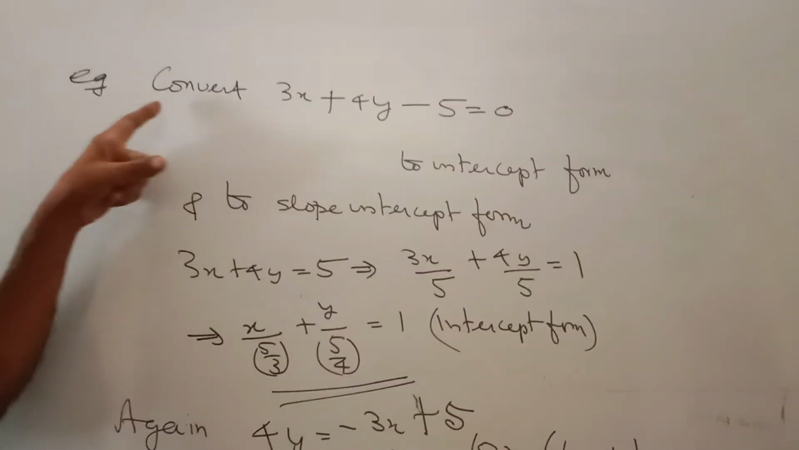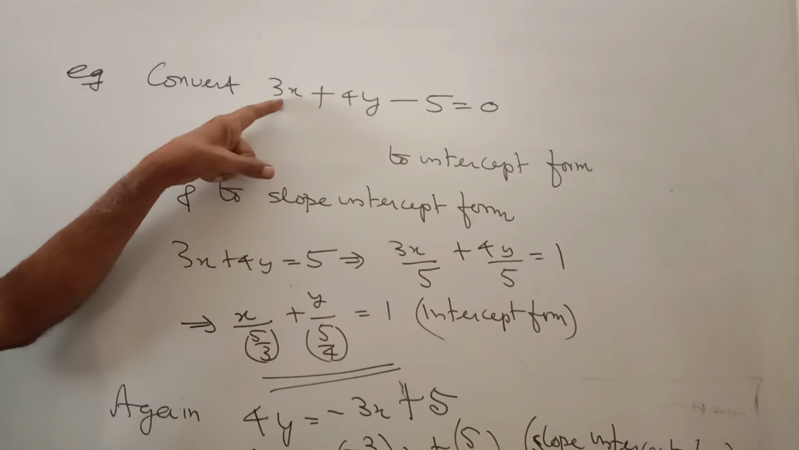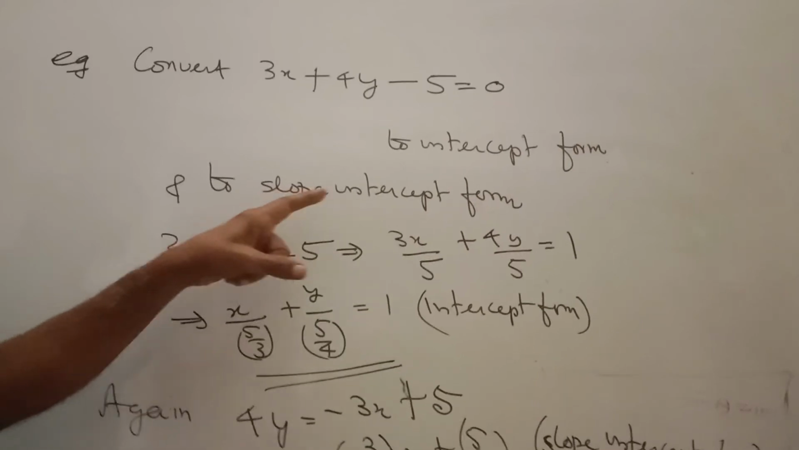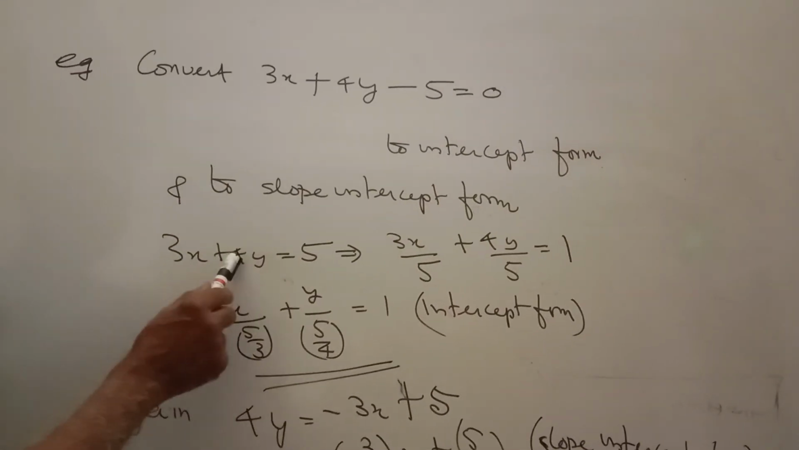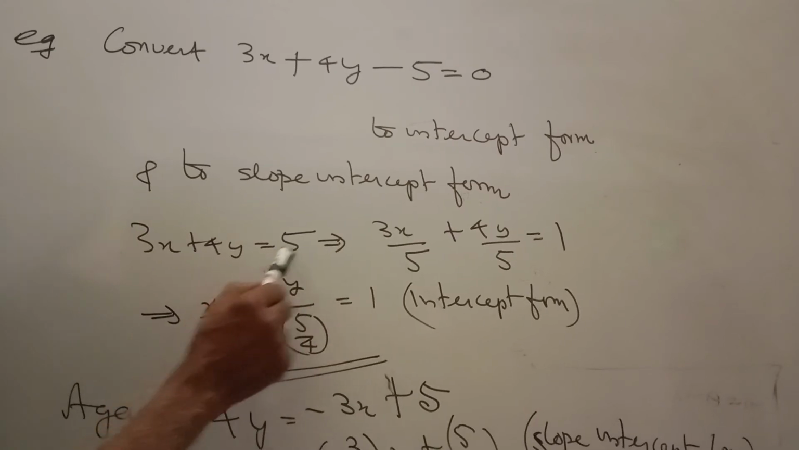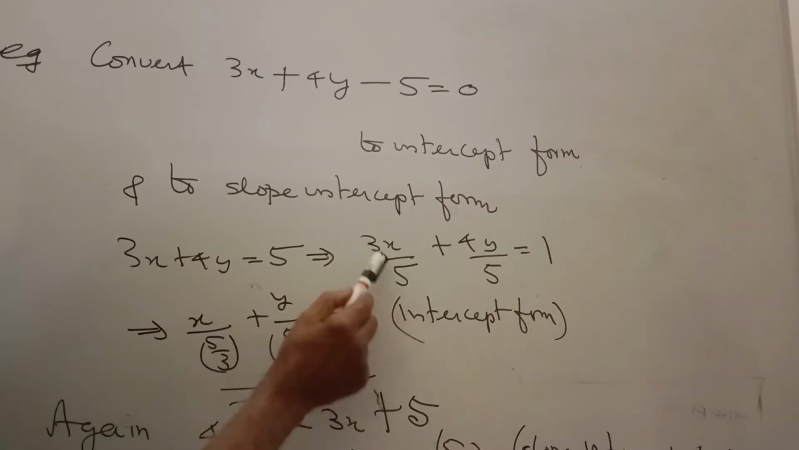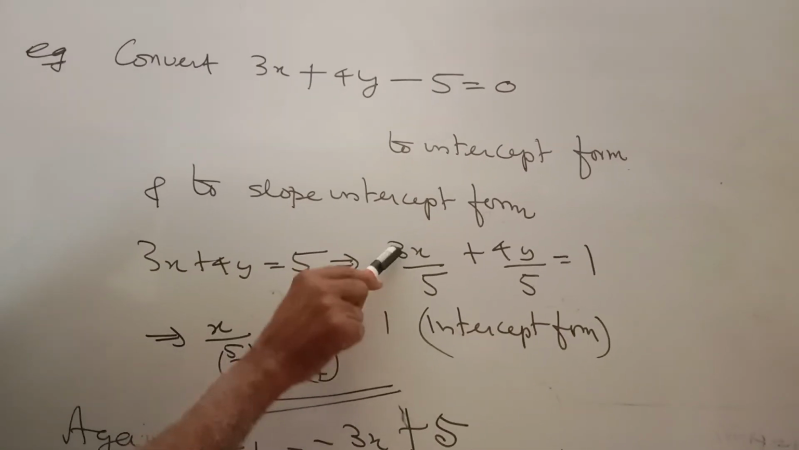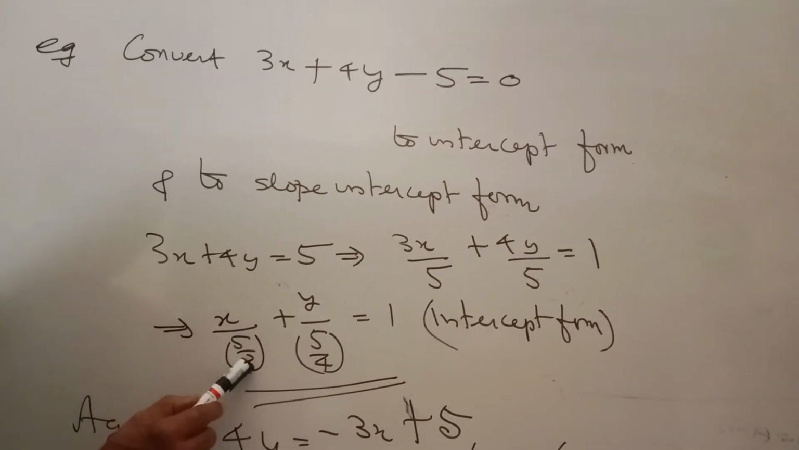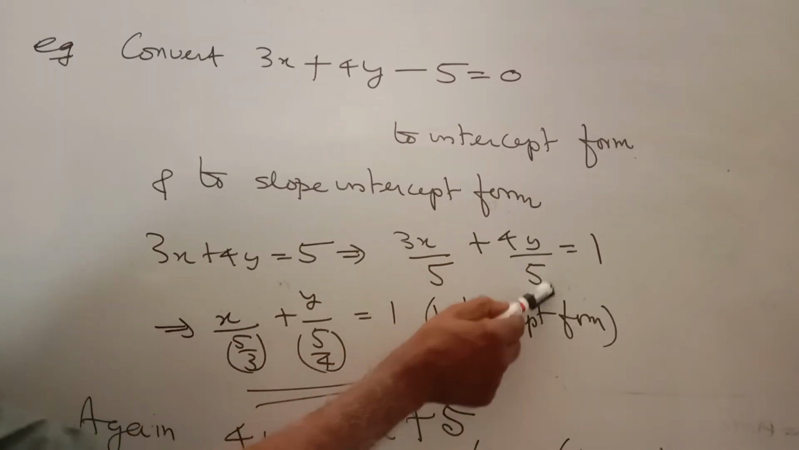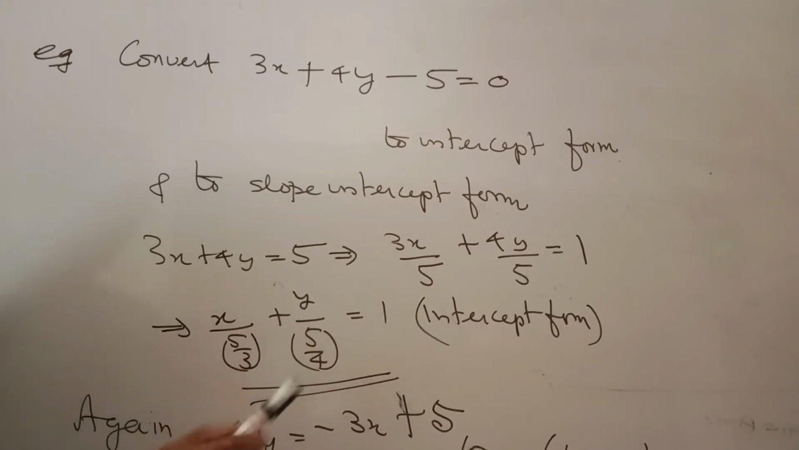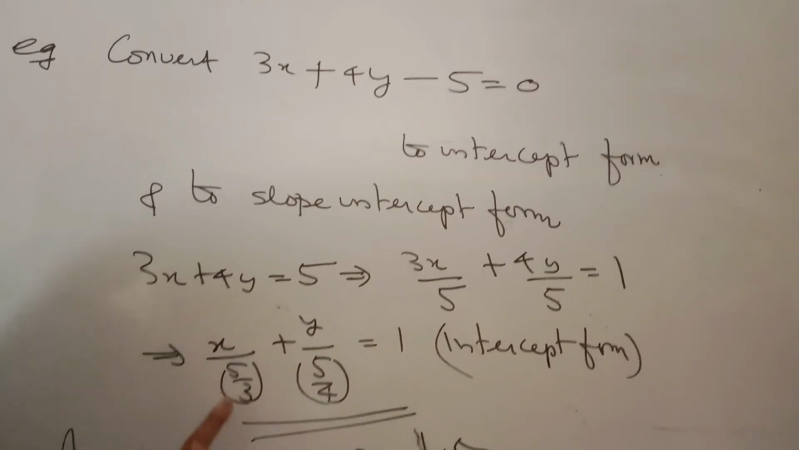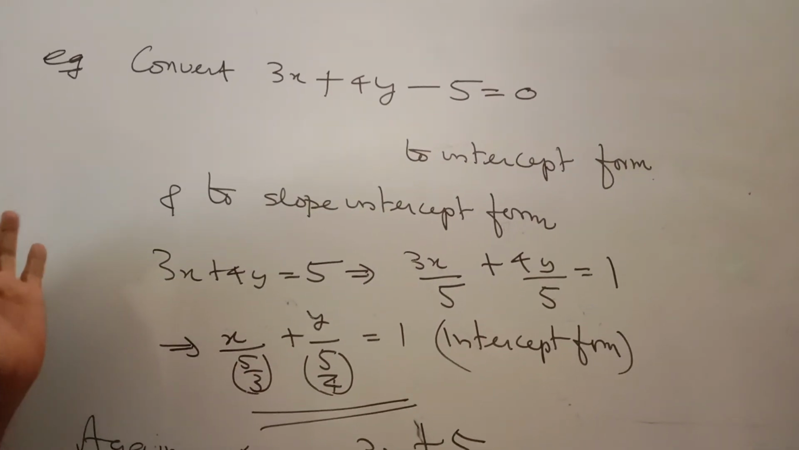Now we consider an example. Convert 3x plus 4y minus 5 equal to 0 to intercept form and to slope intercept form. Now we take 3x plus 4y equals 5. Divide by 5 to make the right side 1: 3x by 5 plus 4y by 5 equals 1. But we don't want 3 here, you bring it down. So x divided by 5 by 3 plus y divided by 5 by 4 equals 1. So x by A plus y by B equals 1, which is the intercept form. This is the x-intercept, this is the y-intercept.